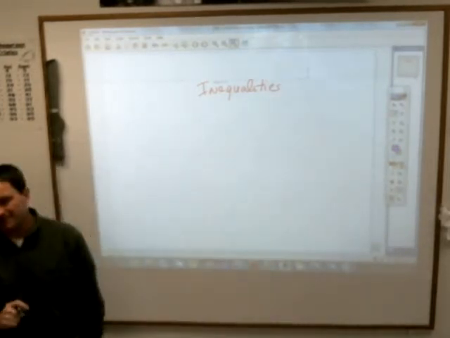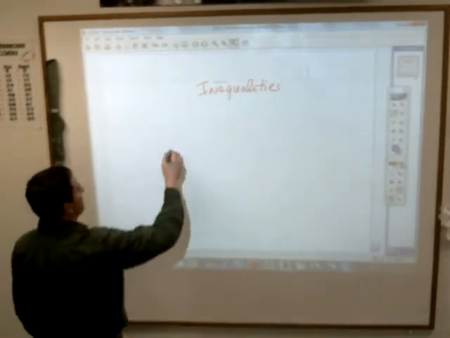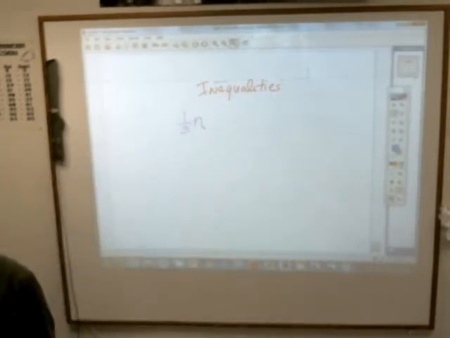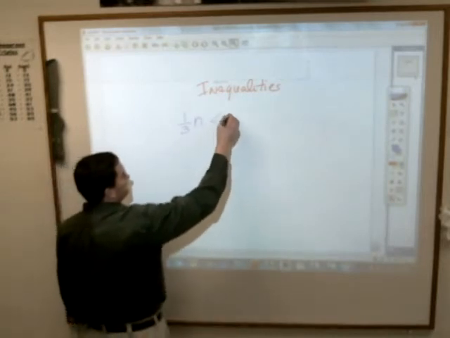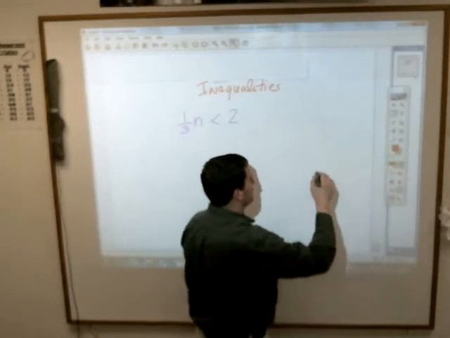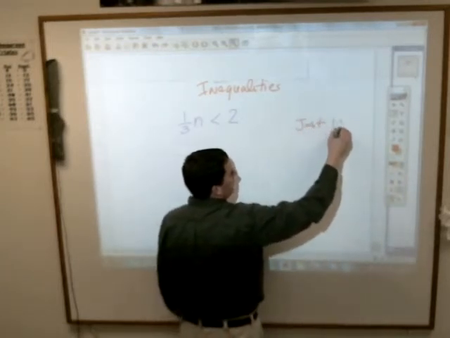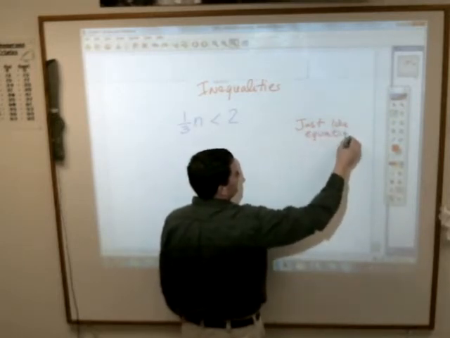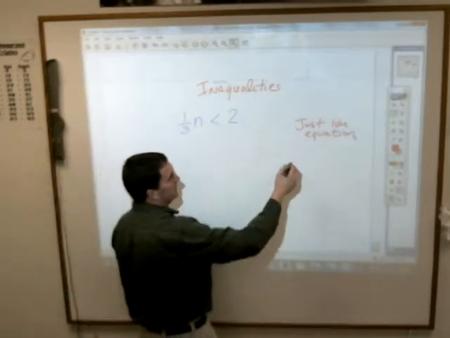And I'm just going to throw some examples because we have done this before, and I know we've talked about it, but I don't remember how far we've done it. Right out of the book, if you have this, 1/3 n is less than 2. If you have that, first thing you remember, it's just like solving equations. The only problem is you have to remember that the variable has to be on the left side.